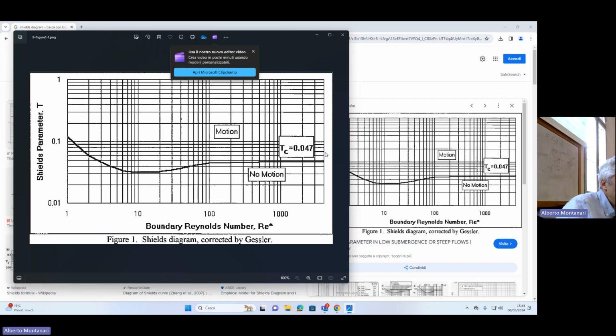We have to check that this is the critical situation. We have to check that we don't reach this critical value. We need to stay lower than that. When Shields made his experiments, he actually found a slightly larger value. His suggested value was 0.056. This is a bit reduced because then researchers made other experiments, and they suggested to lower it a little bit down. Okay.